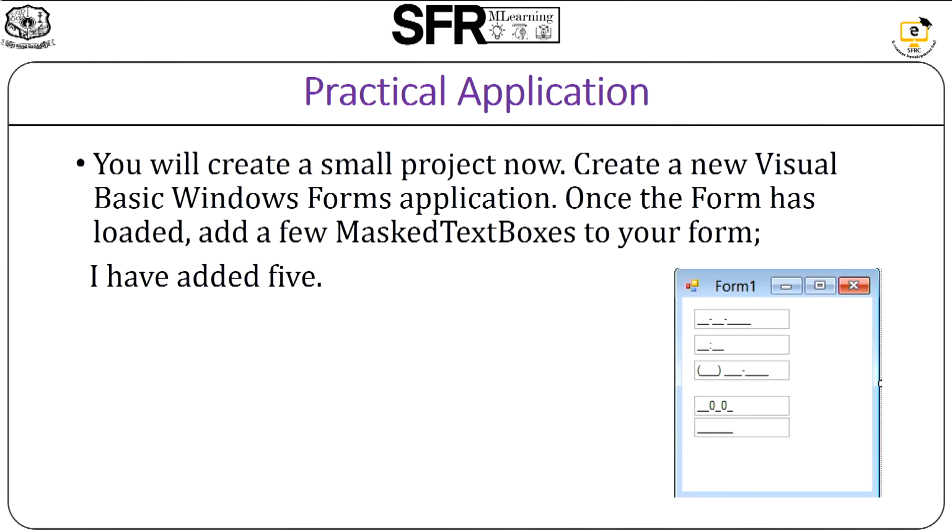Next we are going to see the practical application, how we are going to use the masked text box in our VB.NET. First we have to create a simple project and create a new Visual Basic Windows Forms application. We have to open a new form application. One form has loaded and I have shown that in the image. Add a few masked text boxes, not simply text boxes. I am going to add 5 masked text boxes to the form that we have created now. I have 5 masked text boxes. You can see that in the figure.